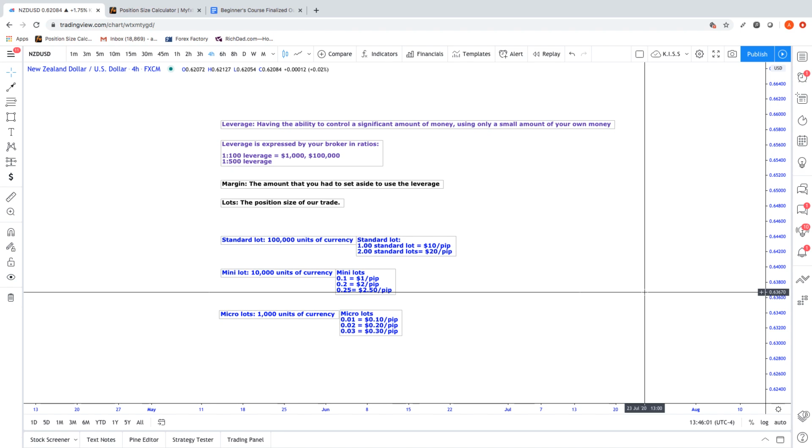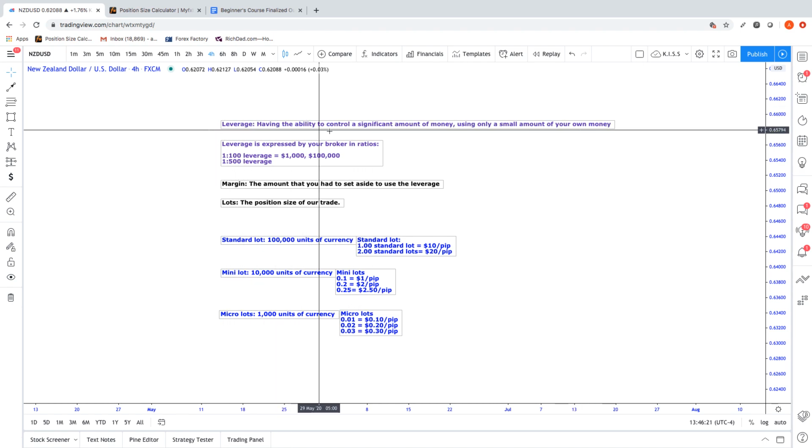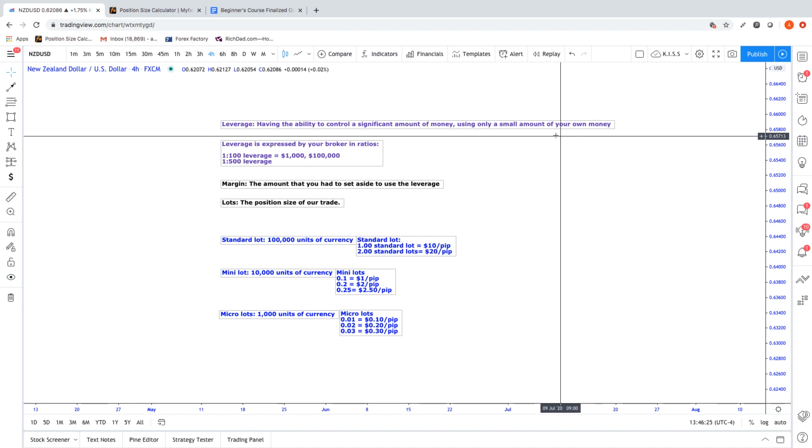And in this video we're going to be talking about the concepts of leverage and margin, and how these concepts actually allow us to make a profit from our trades in this market. So what is leverage? Well, leverage is having the ability to control a significant amount of money using only a small amount of your own money.